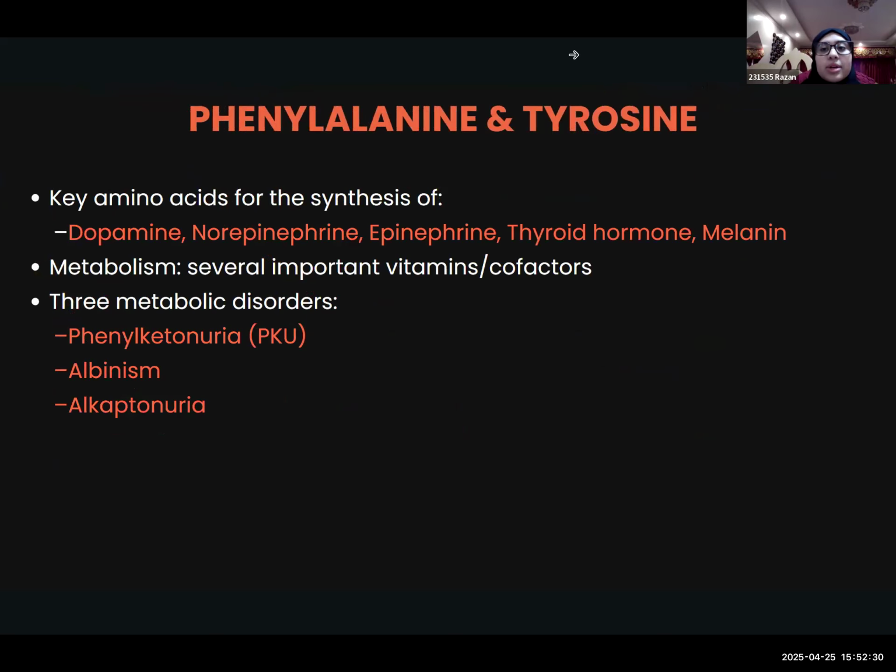So here we go, phenylalanine and tyrosine. From these two amino acids, there are three important metabolic disorders that I'm going to speak about: phenylketonuria, albinism, and alkaptonuria.